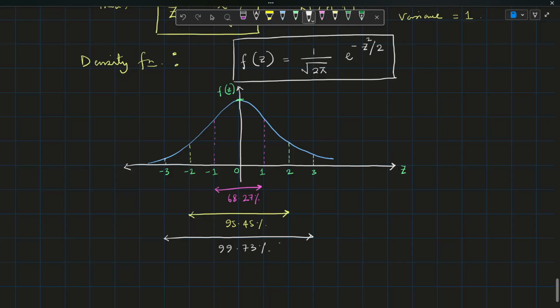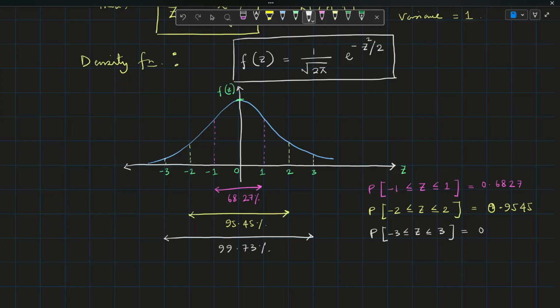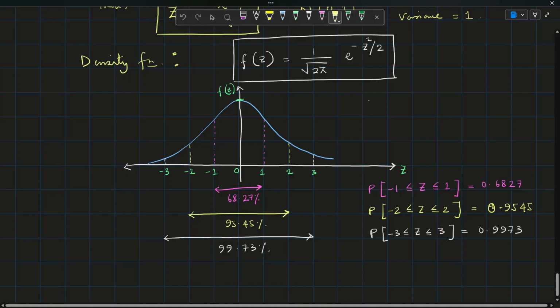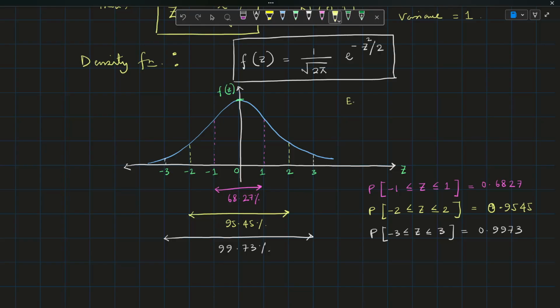The chance of z lying between minus 3 and 3 is very high, which is 99.73%, almost 100%. If you write this in mathematical terms, the probability that z lies between minus 1 and plus 1 is 0.6827. Similarly, the probability that z lies between minus 2 and plus 2 is 0.9545, and that z lies between minus 3 and plus 3 is 0.9973. These are very well defined results in a standard normal distribution, and people generally have to remember them, and you will also see at a later stage how to calculate them.